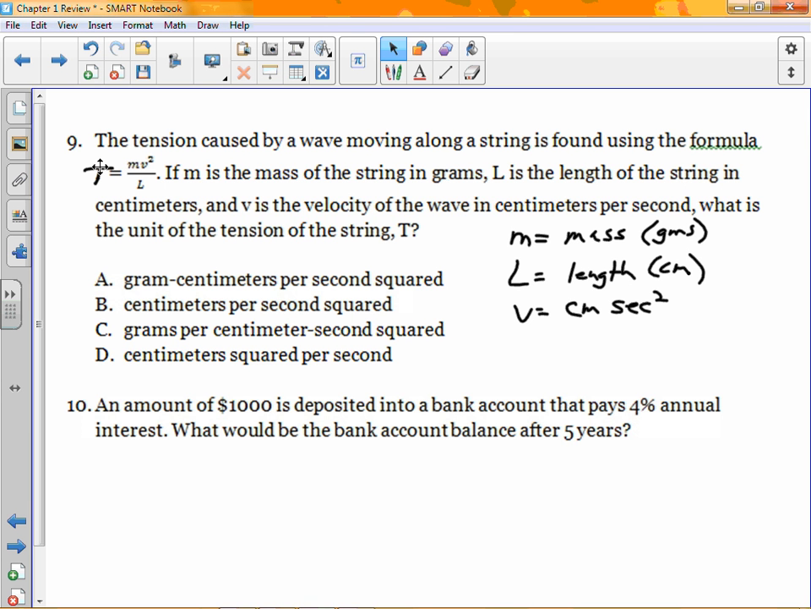What is it that makes this problem difficult? You have to be able to do what we're doing. What do these units have to be? Yeah, they all got to be the same.